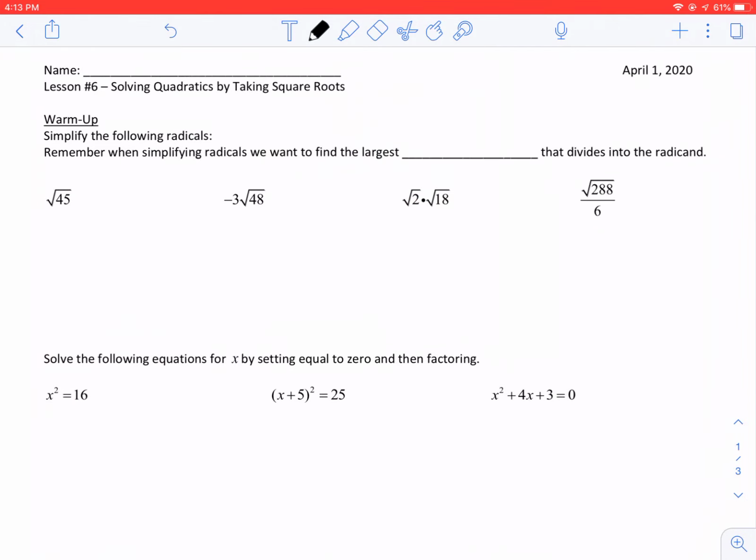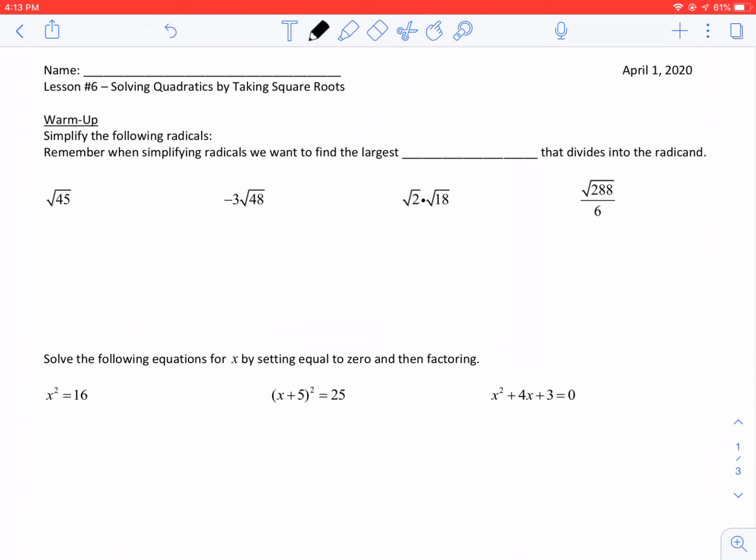Alright, so today we're going to be solving quadratics by taking square roots. So let's practice simplifying these square roots or radicals first. This was from Friday, that lesson Friday, we learned how to simplify radicals. So take a minute or two and pause this video and try this warm up.